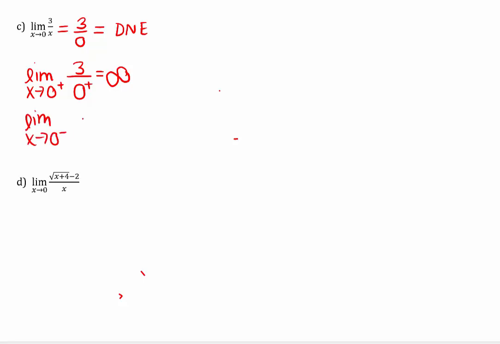If I approach x equals 0 from the left, something similar is going to happen. I'm dividing by something very, very close to 0. So my answer is going to grow without bound. However, now I'm taking a positive 3 divided by a very tiny negative number. That's actually going to give me a negative infinity. And so for this reason, the two-sided limit actually doesn't exist because the right hand and the left hand limits are different.